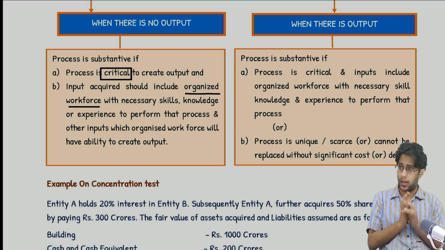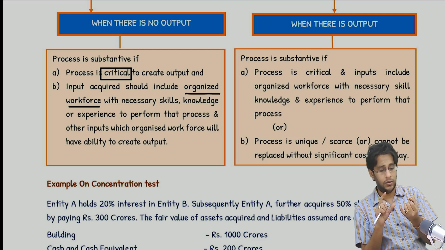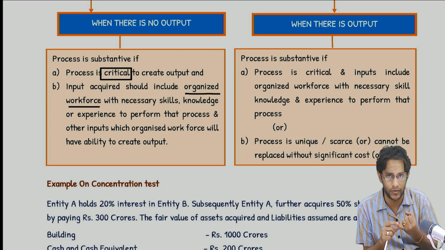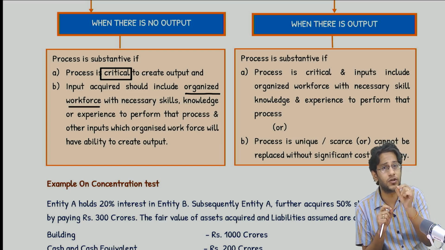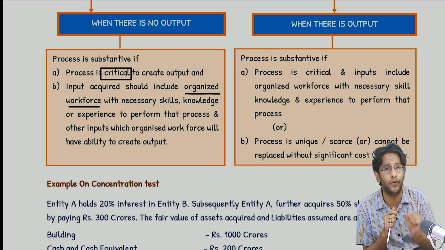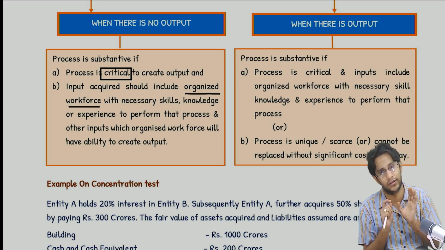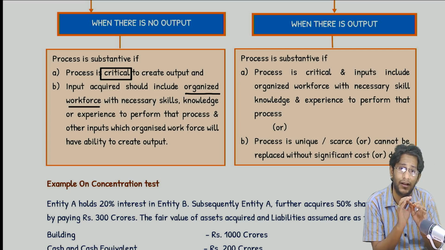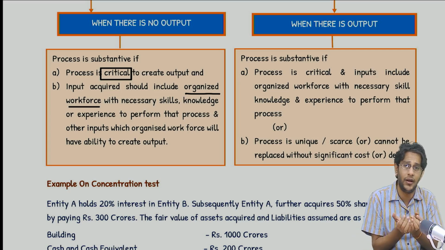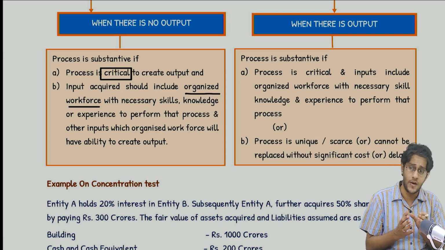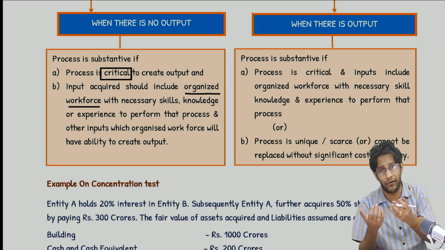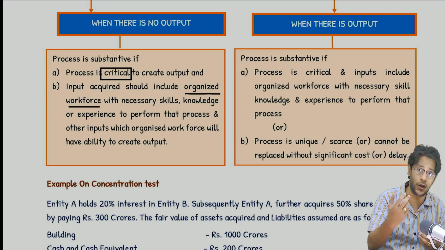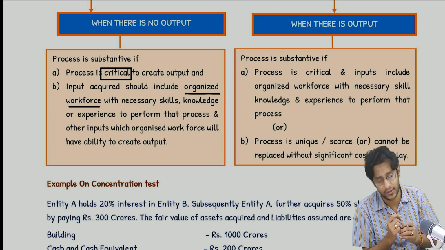So 2 points we are asking, sir. One, the process you acquire must be critical to generate output. That's a very core important process. Plus, the inputs should include an organized workforce with necessary skill, knowledge and experience. If these 2 points are satisfied, I do not care whether there is no output also, whatever you have acquired is qualified as a business. Now that it is qualified as a business, whatever I have acquired is now becoming a business combination transaction. Hereafter, the standard will continue to apply. So that's how you must understand the first case.